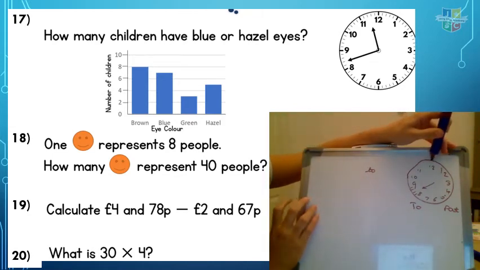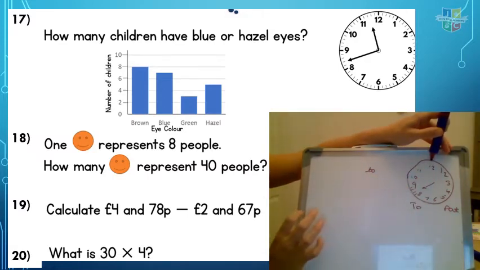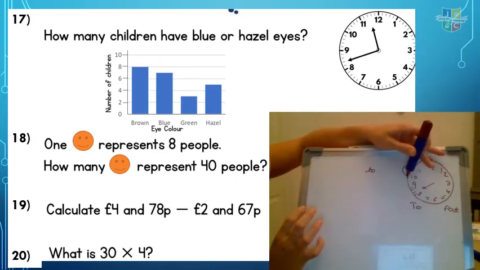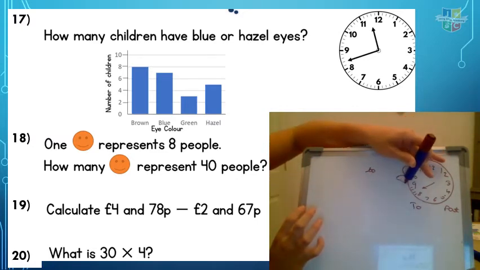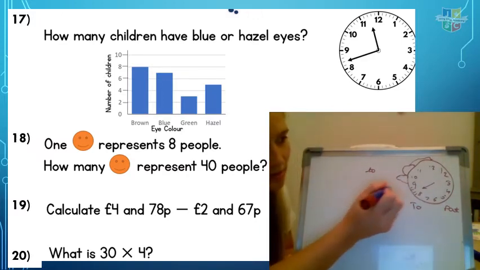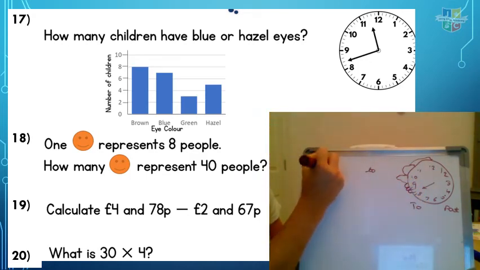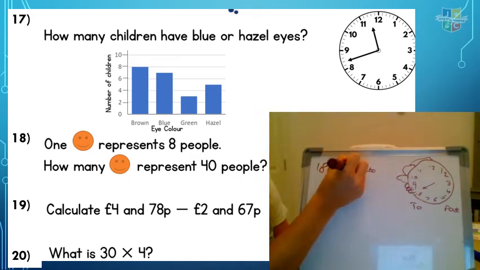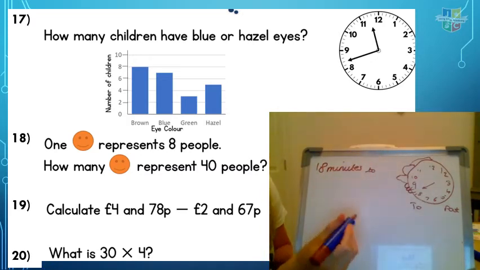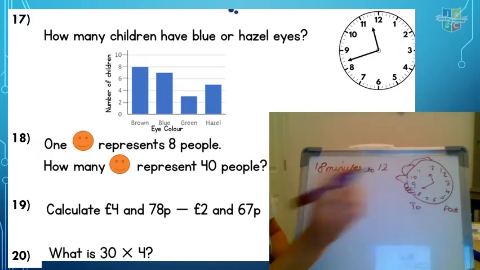Now we can count backwards in 5s to see how many full minutes to there are, and then we can add the extra. So we can count 5, 10, 15, and then if we now count the little ones, we can count 16, 17, 18. So we could say that it is 18 minutes to 12, because my hour hand is trying to get to the 12.